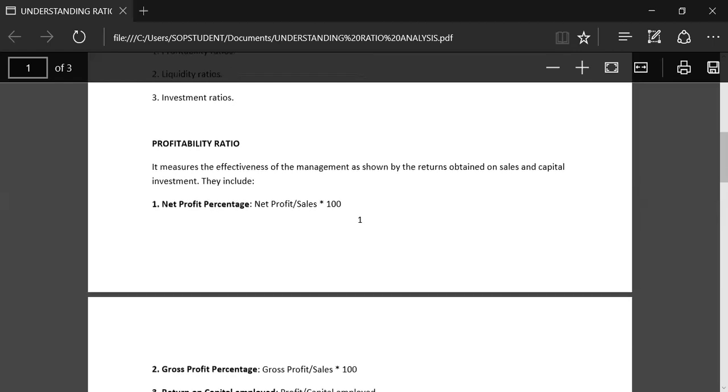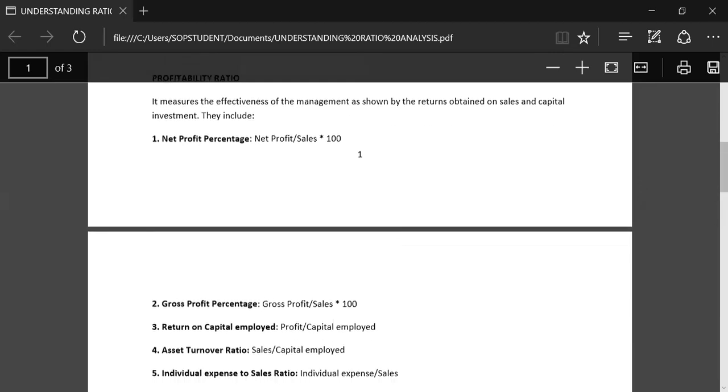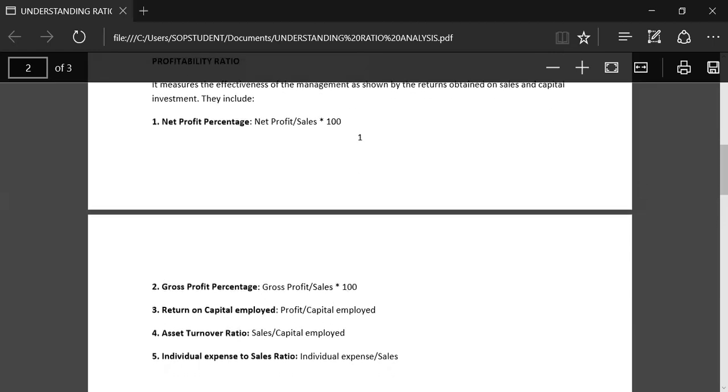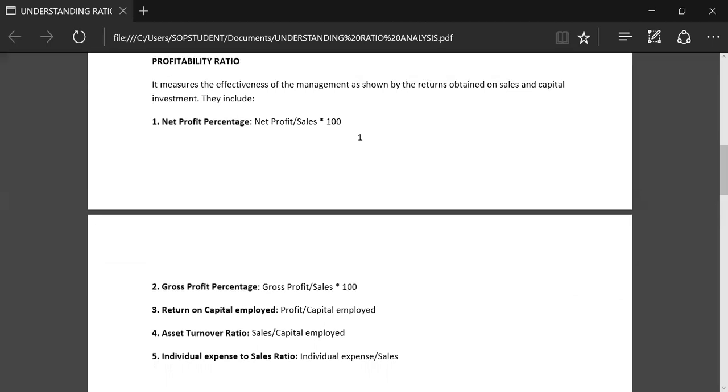Under the profitability ratio, we have different ratios that are computed or calculated. We have the net profit percentage, which shows the margin of profit made from the sales, the net profit and sales. We have the gross profit percentage. We have the return on capital employed. It is the profit made as a result of the investment of the capital employed.